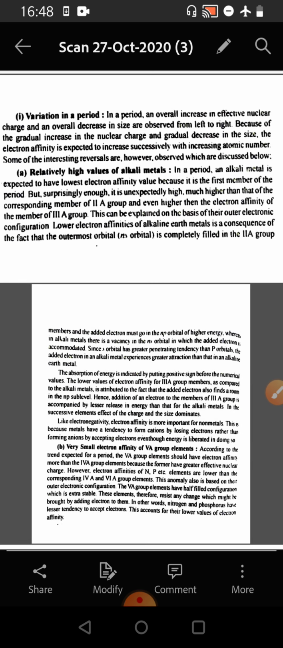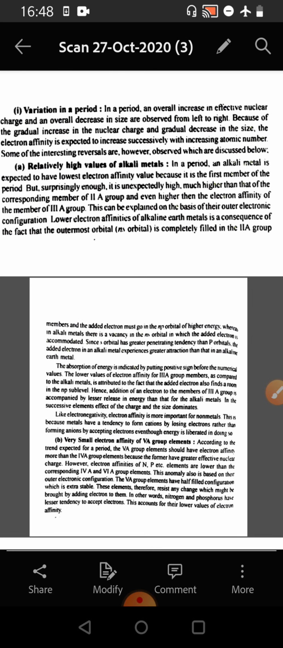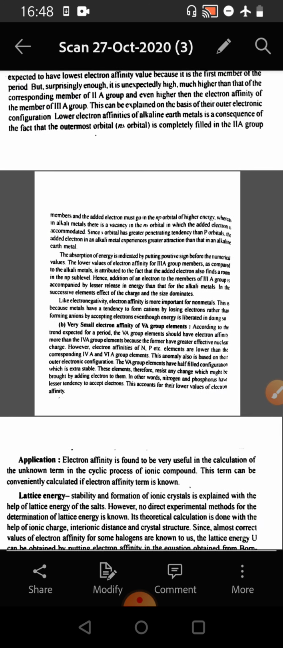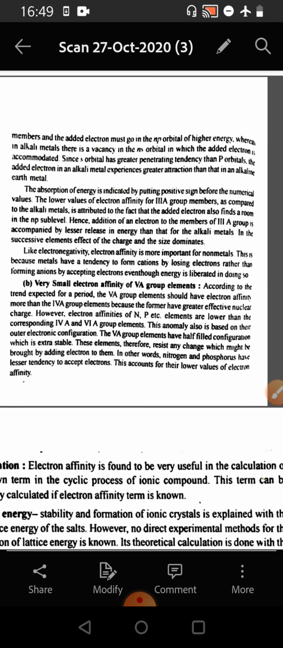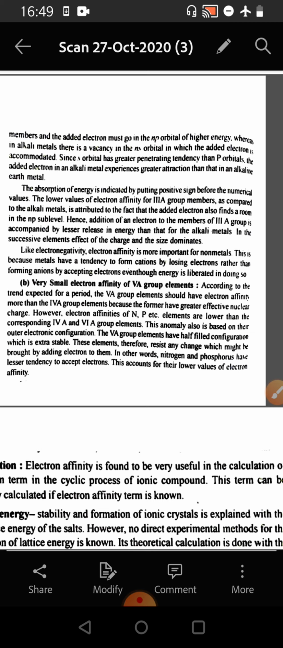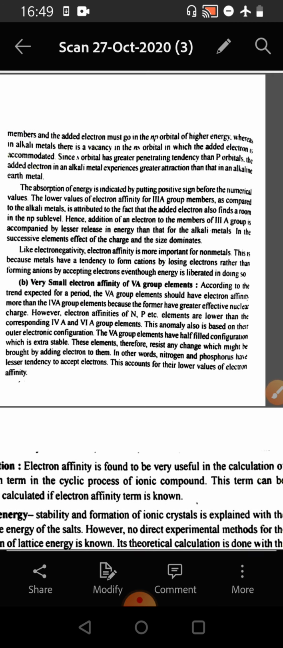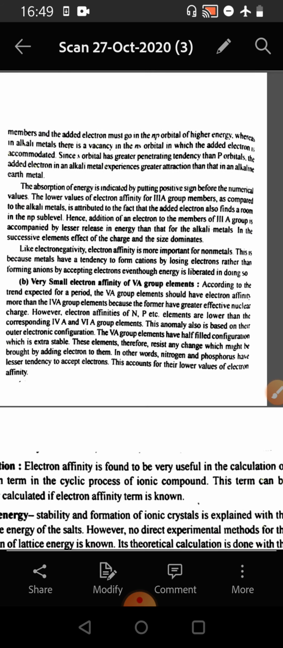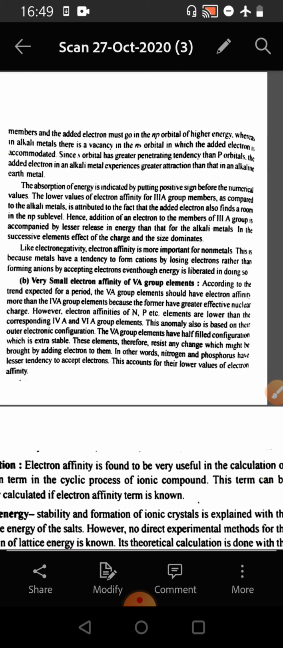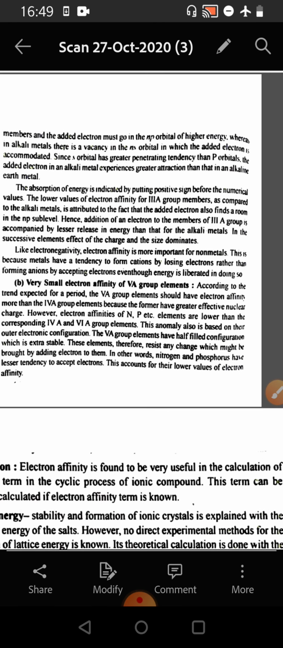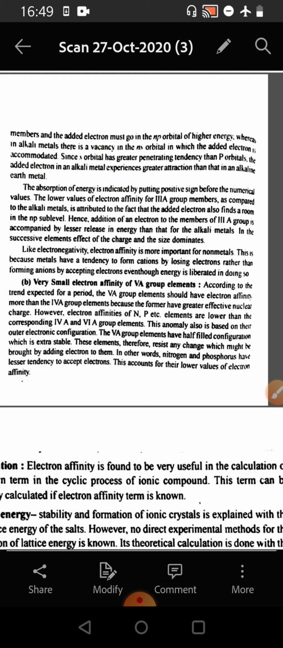The lower electron affinities of the alkaline earth metals are a consequence of the fact that the outermost n s orbital is completely filled in the second A group, and the added electron must go in the n p orbital of higher energy, whereas in alkali metals there is a vacancy in the n s orbital in which the added electron is accommodated. Since the n s orbital has greater penetrating tendency than p orbitals, the added electron in an alkali metal experiences greater attraction than that in an alkaline earth metal. The absorption of energy is indicated by putting a positive sign before the numerical values.